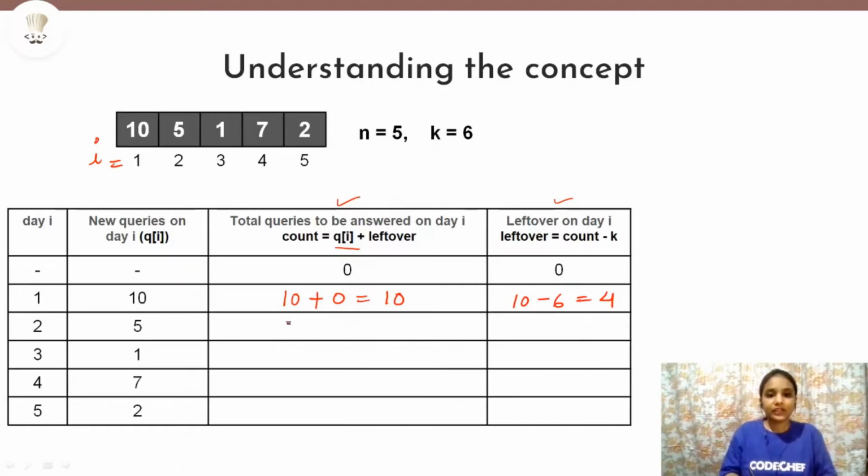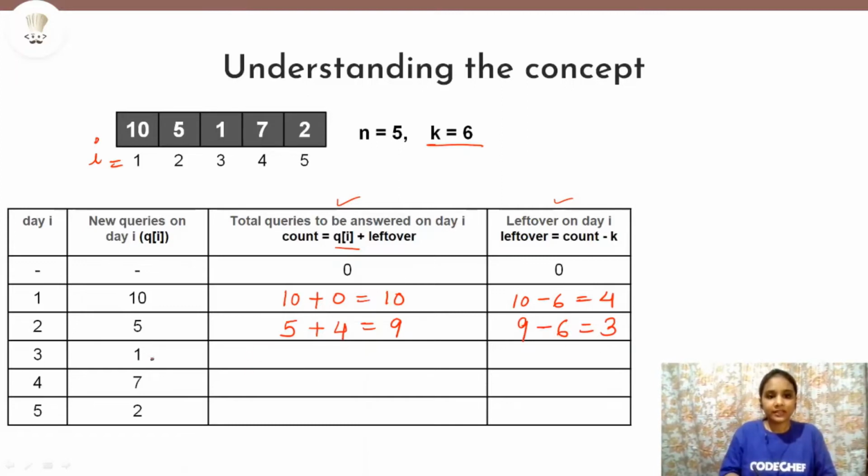So, on day 2, the new queries that chef will receive are 5 in number, and he will receive the leftover queries from day 1, that is 4 in number. So, 5 plus 4 equals 9. Now, chef has to answer 9 queries on day 2, which is greater than k. That is the maximum number of queries that chef can answer. So, what will be the leftover now? 9 minus 6 equals 3. So, 3 leftover queries will be there, which will get accumulated on day 3 now.